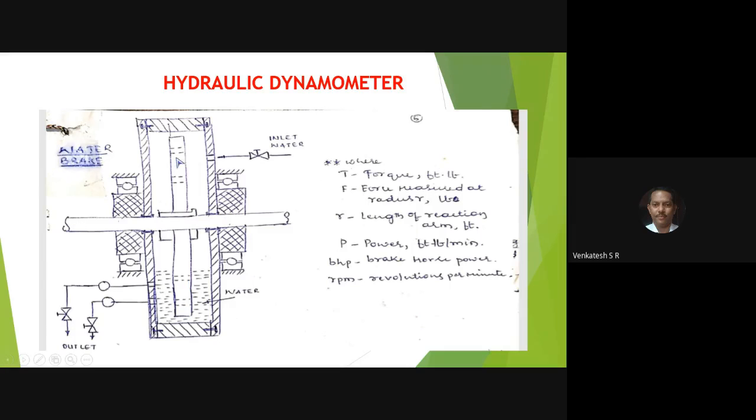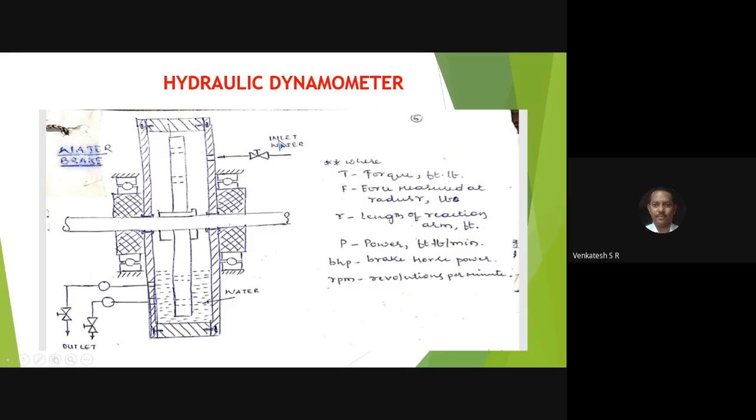In this experiment, see first what are the things present here in the hydraulic dynamometer. First consider the inlet water and the shaft, which is connected to the engine or compressor or the turbine, and this shaft contains the flywheel of diameter 1 meter or 1.5 meter or 2 meters, which revolves inside the casing which contains the water.